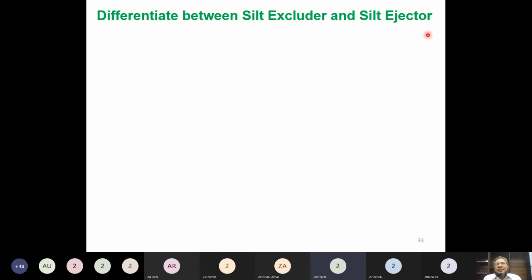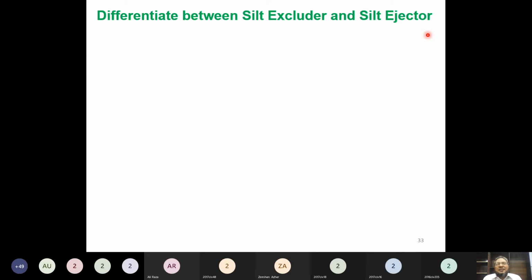Any other difference between silt excluder and silt ejector? In case of silt excluder, do we increase the discharge to the canal as far as its design discharge is concerned? No, sir. But what do we have to do in case of silt ejector? We have to increase by 20%, sir. Yes. We have to draw 20% more water. And of course, that basically joins back to the same river downstream of the headworks.